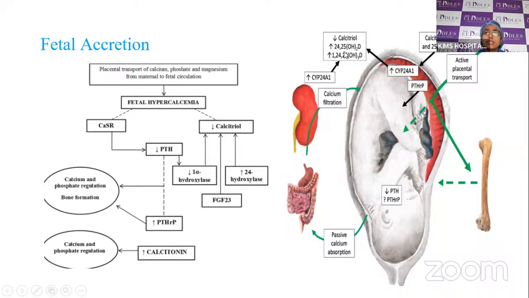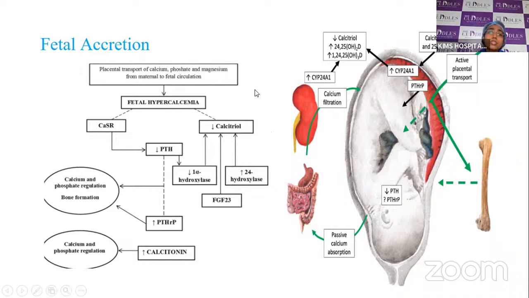And there will be decreased calcitriol and decreased 1,25 hydroxy vitamin D3, whereas increased 24,25 hydroxy vitamin D2 or increased 1,24,25 trihydroxy vitamin D.